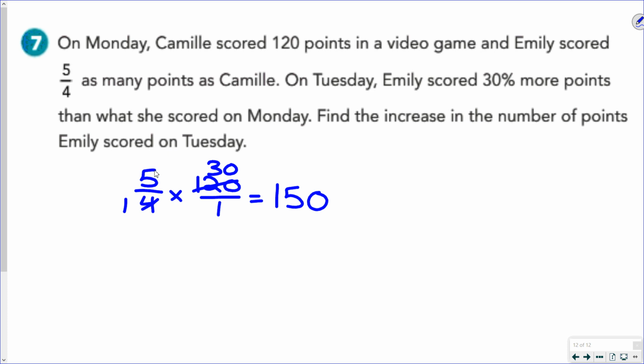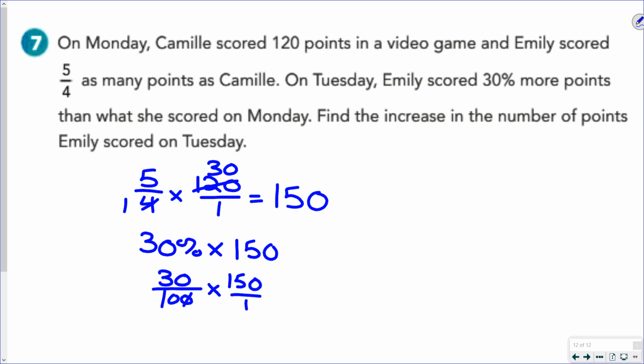So that would be Emily's points, and Emily scored 30% more, so that'd be 30% of 150. 30 over 100 times 150 over 1. It should give us 45 points.